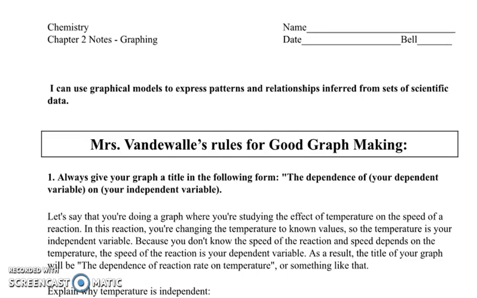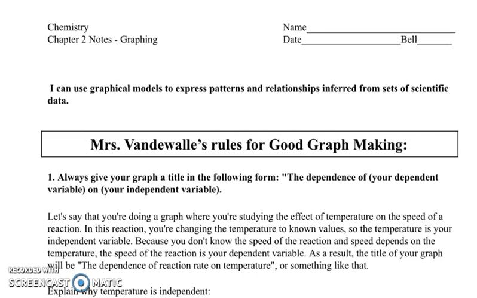So rule number 1 is always give your graph a title in the following form: the dependence of your dependent variable on your independent variable. So what the heck is that? Well, here's an example. Let's say you're doing a graph where you're studying the effect of temperature on the speed of a reaction. In this reaction, you are changing the temperature to known values. I emphasize you're changing the temperature. So the temperature is your independent variable. What you are changing is independent. Because you don't know the speed of the reaction, speed depends on the temperature. The speed of the reaction is your dependent variable. So if you're changing the temperature, how is speed affected by you changing the temperature?